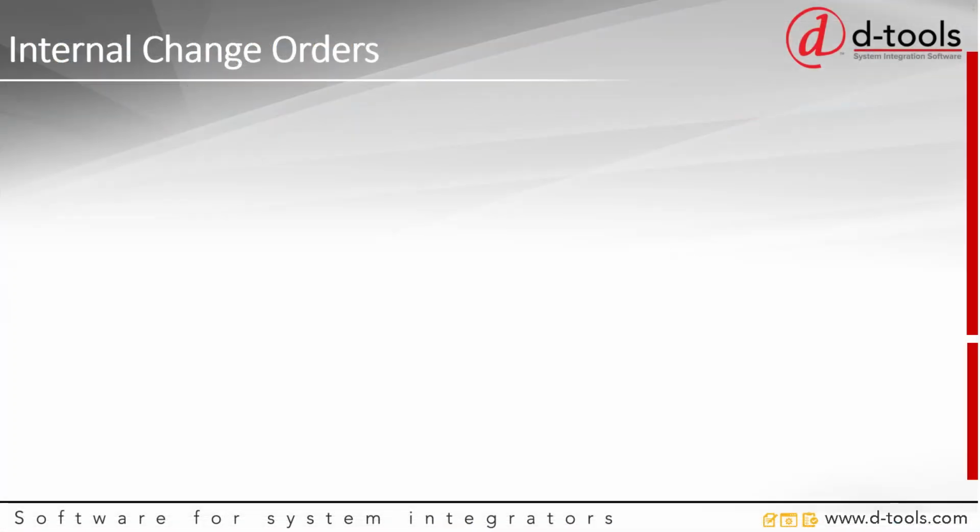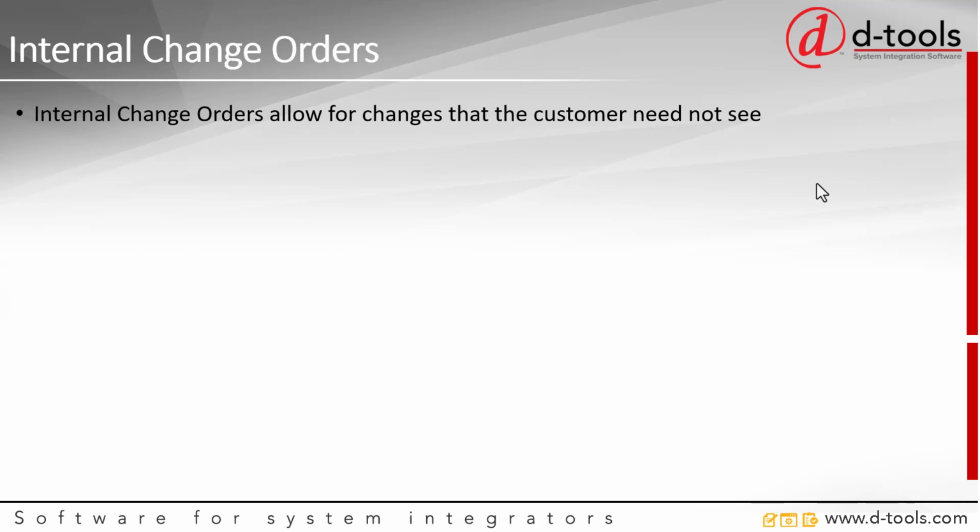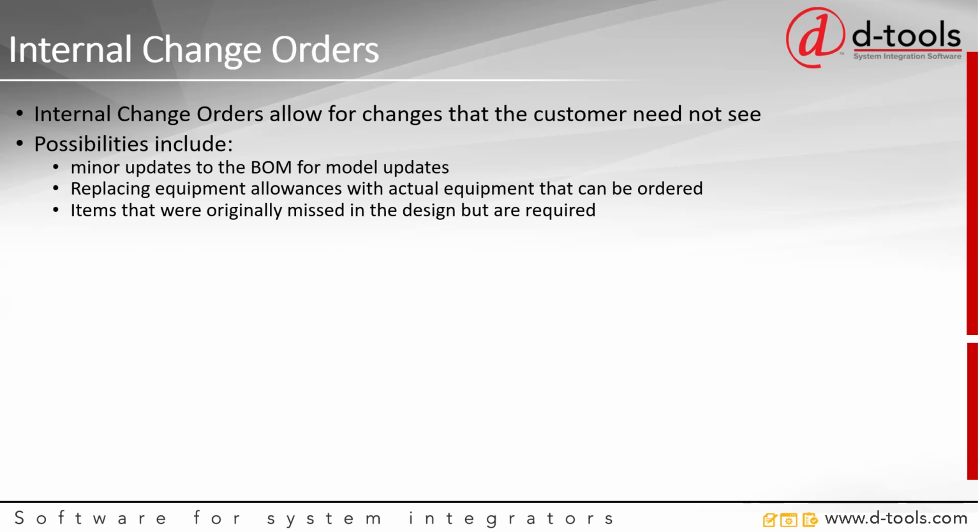Let's talk about internal change orders. Internal change orders allow for changes that the customer need not see. Some examples are minor updates to the bill of materials when a model changes, or replacing an allowance with actual equipment that can be ordered. And items that maybe were missed in the original design but are necessary for the project, those can be added to an internal change order without changing the contract value.